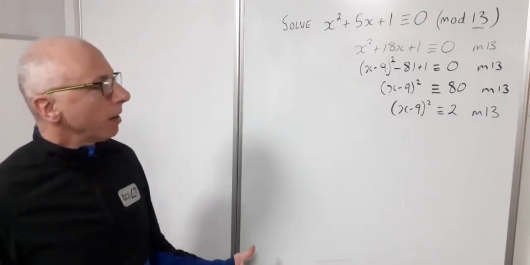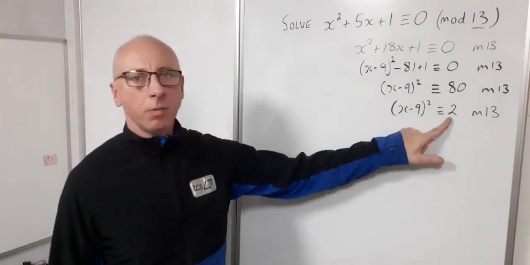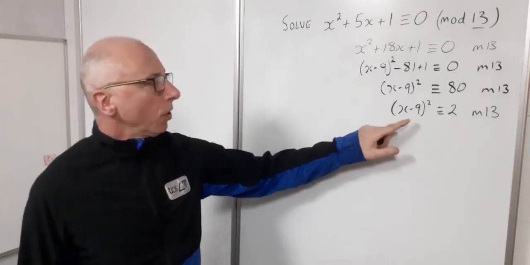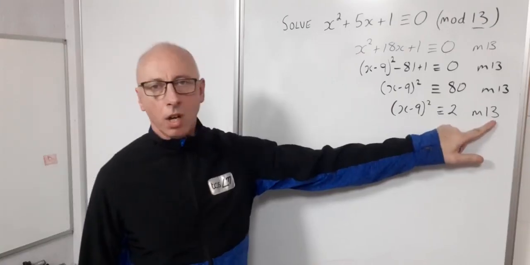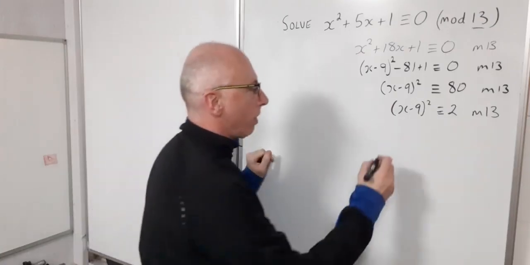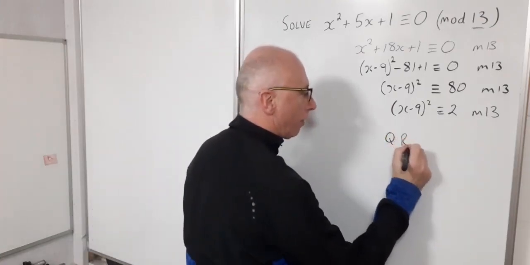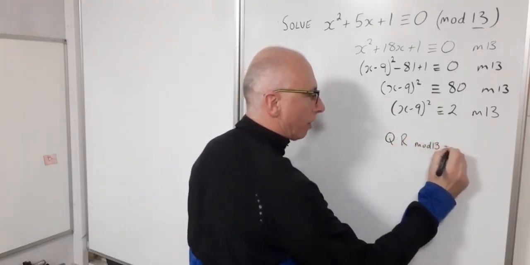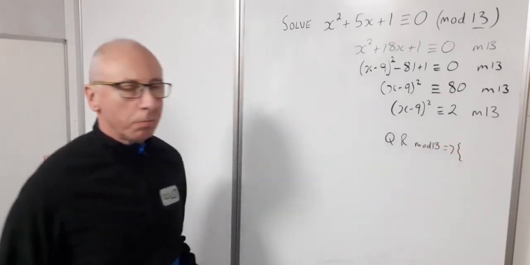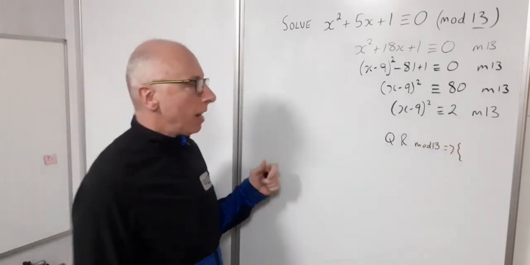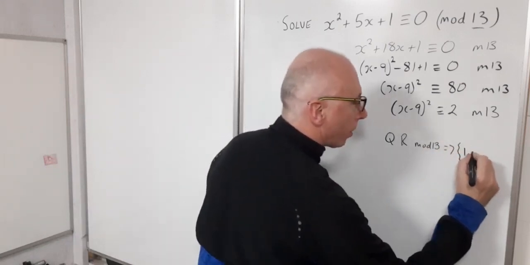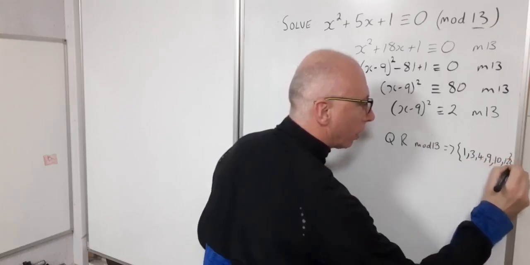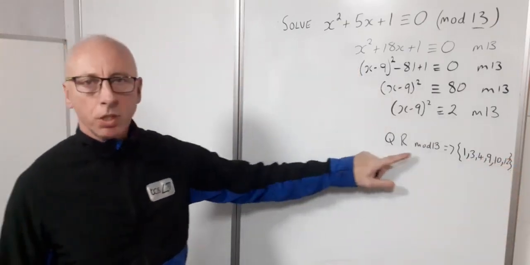Okay, now we can keep adding 13 to this to see if we can get a square number, but there is a much more efficient way of doing it. First of all, let's find the quadratic residues of 13. So the QR of modulus 13. Make a set of these numbers. 0 is always included, and we've got 1, 3, 4, 9, 10 and 12. So these are the quadratic residues modulus 13.